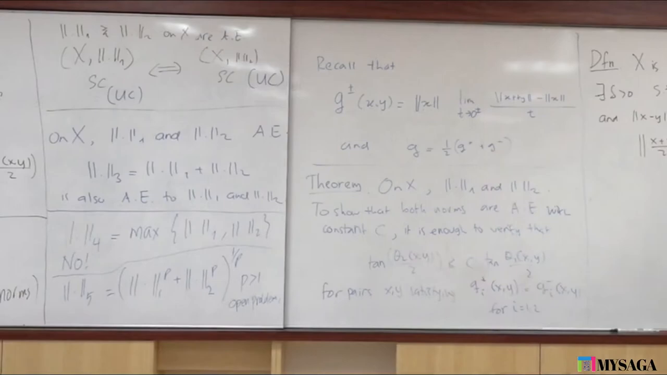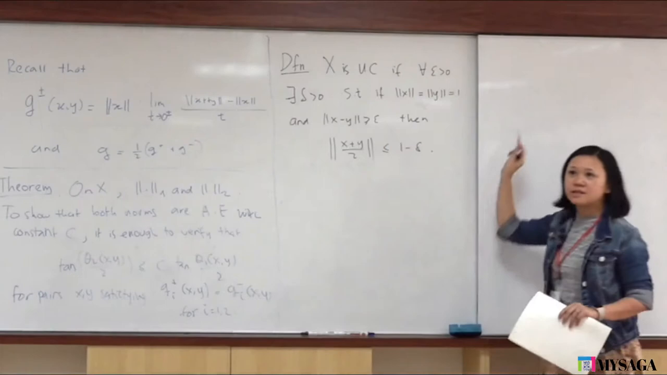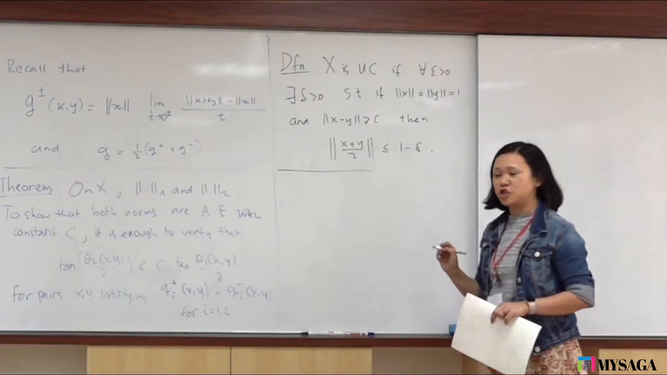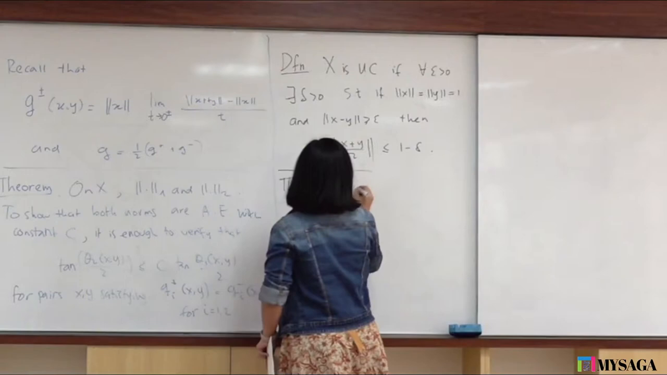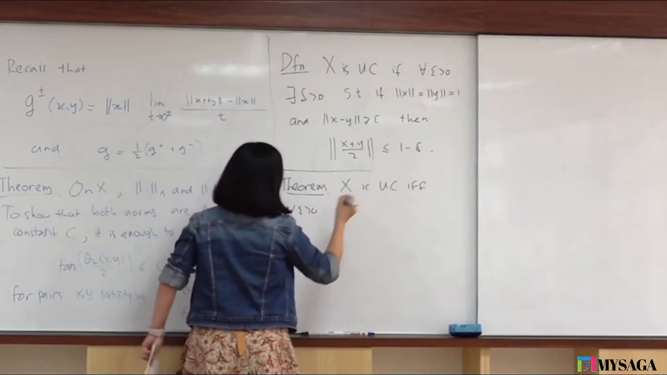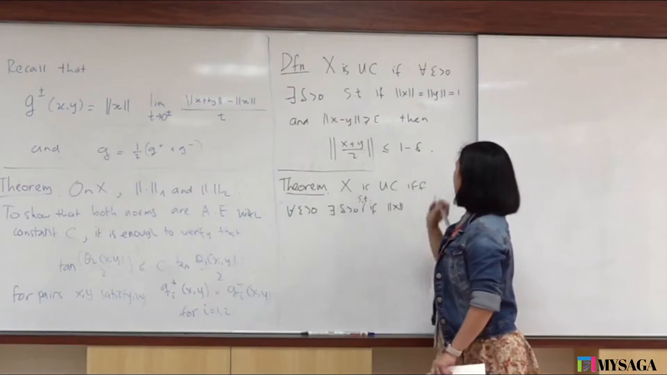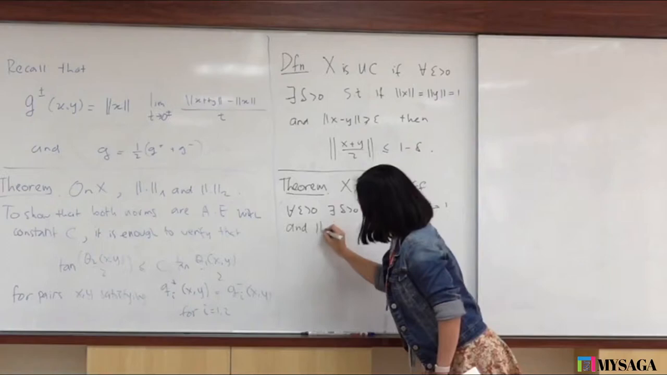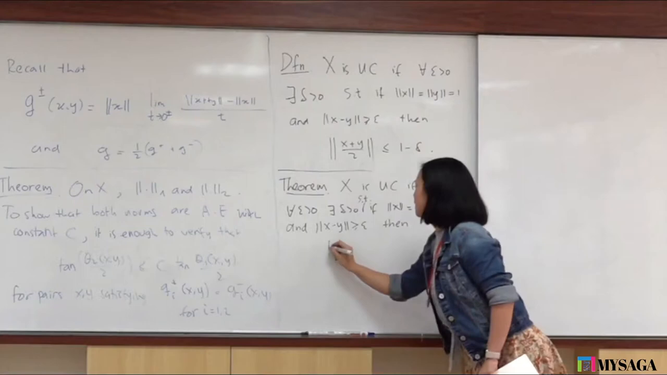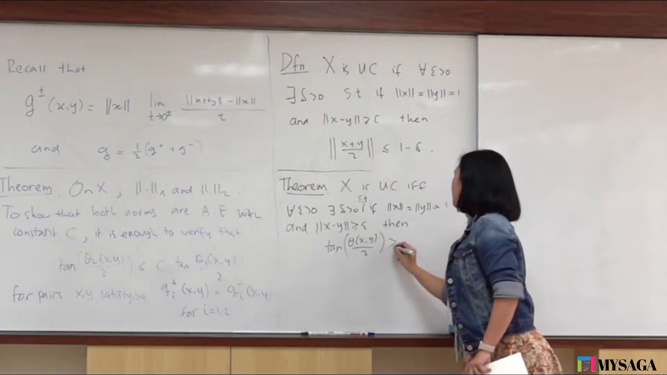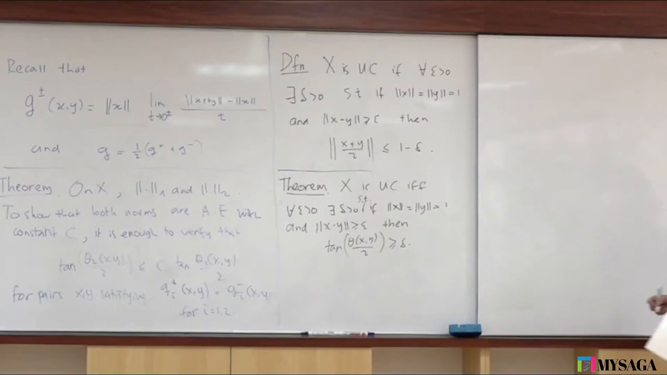The way we're going to show this is to recharacterize uniform convexity using tangent. Okay, so theorem: X is uniformly convex if and only if, for all epsilon positive, still the same, there exists delta positive, still the same, such that if x and y are on the unit sphere and still the same, their distance is at least epsilon, then now it changes: tangent of theta xy divided by 2 is greater or equal to delta. That's what we want to prove today.